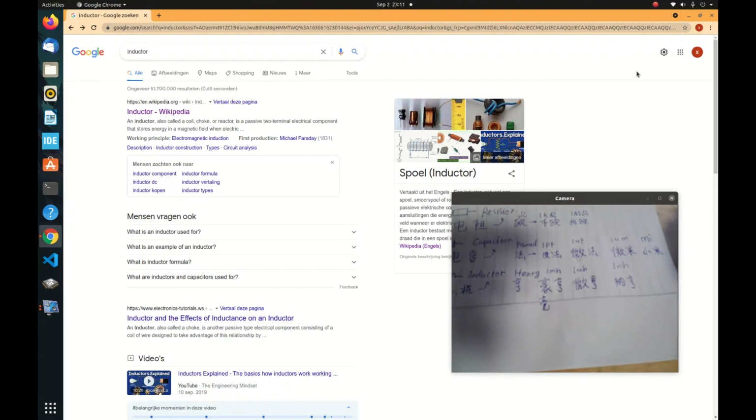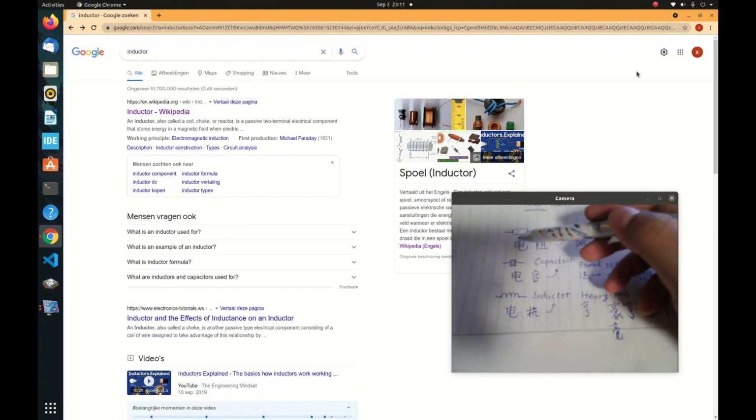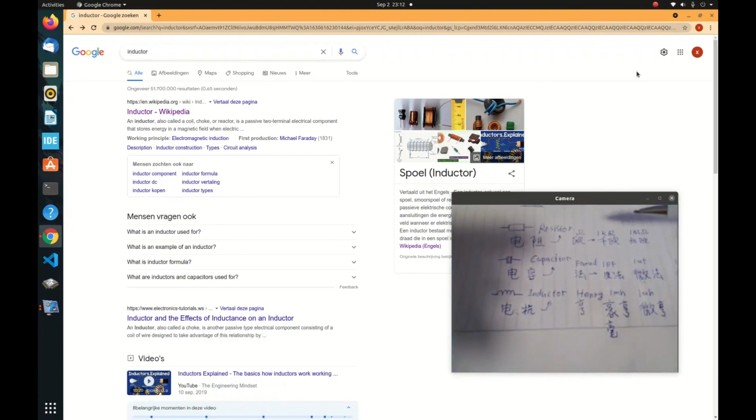Okay, so then we covered the 3 most common components. So next time when you see this one, 电, for sure you know there's electricity. So yeah, I hope this gives you some idea of Chinese, and maybe hopefully you can also remember something here.